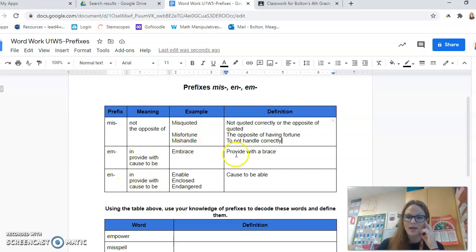So with embrace, it means to provide with a brace. If I'm giving you an embrace, I'm giving you a hug. It's actually a synonym for hug. To brace means to hold on to, okay?